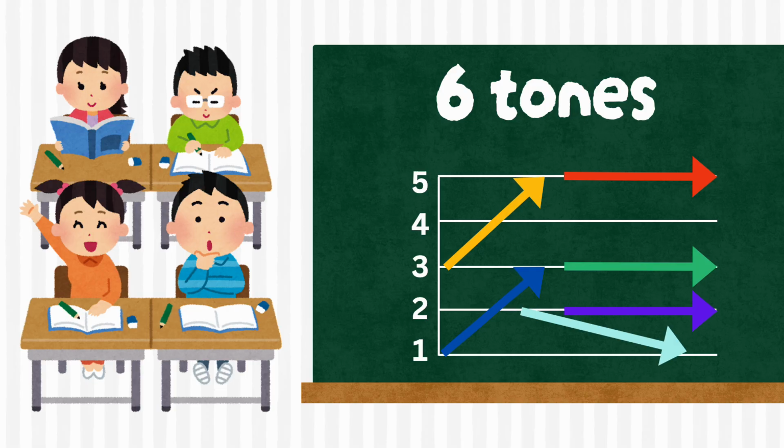There are 3 fixed tones, 2 rising tones, and 1 dropping tone in Cantonese. The green arrow represents tone 3, which we will discuss. But first, listen to the differences among the 6 tones in 4 examples.